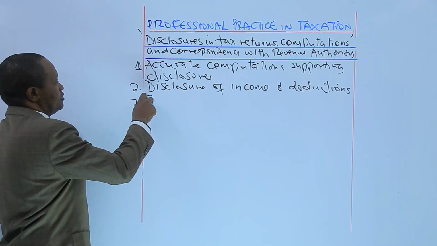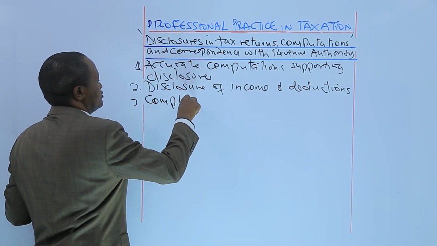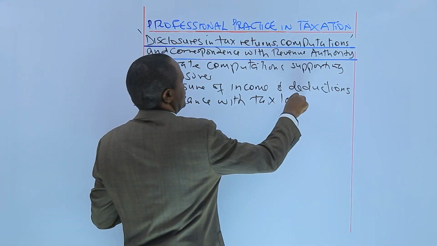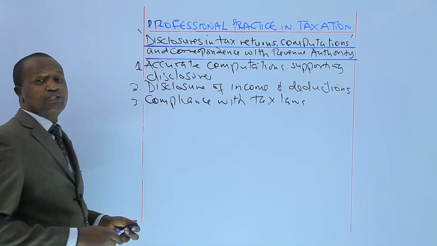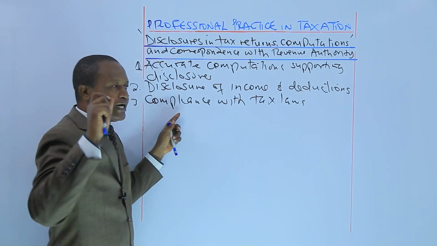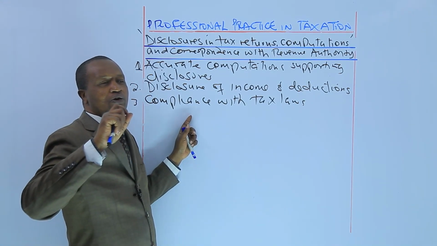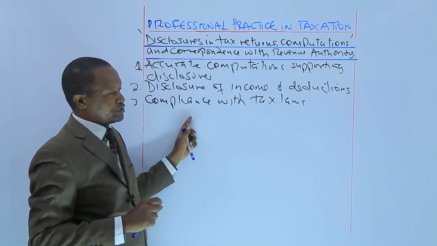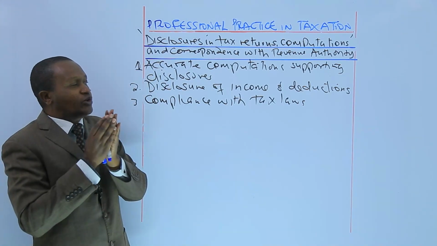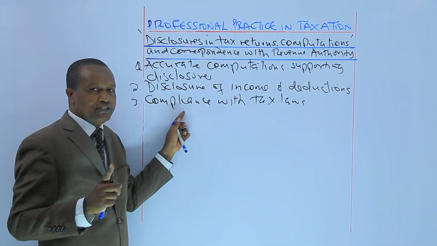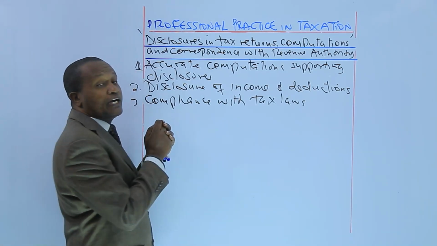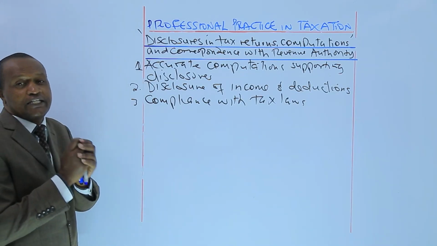Number 3, compliance with tax laws and regulations. Disclosures in tax returns should comply with the relevant or the current tax laws and regulations, and therefore accurate computations are necessary to ensure that all required disclosures are made and all relevant income and deductions are accounted for accurately and correctly.